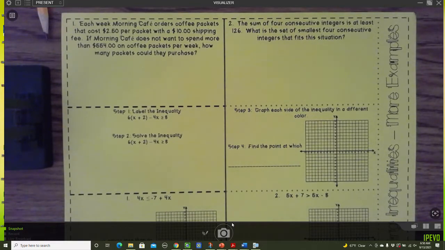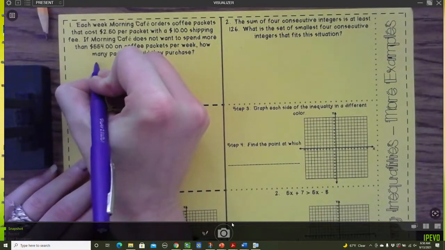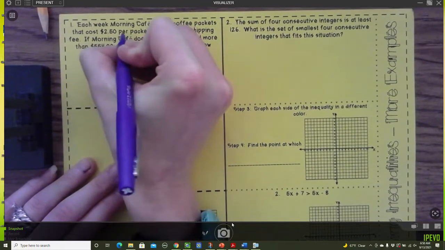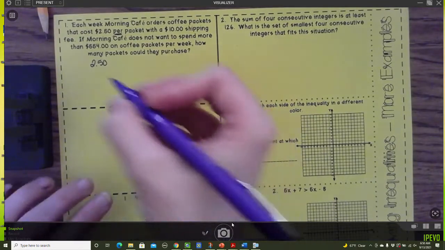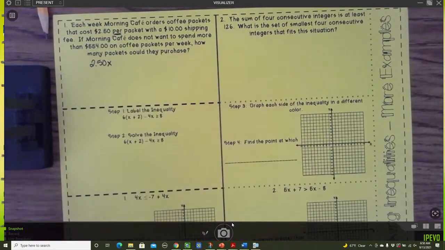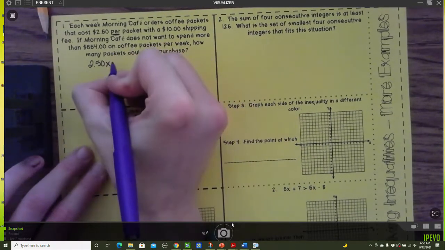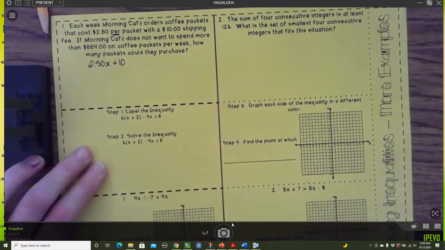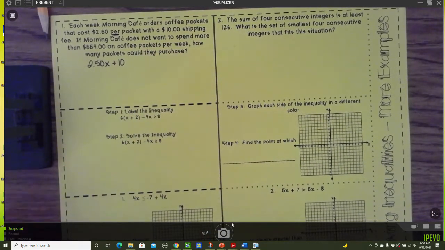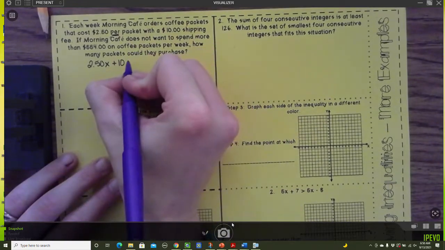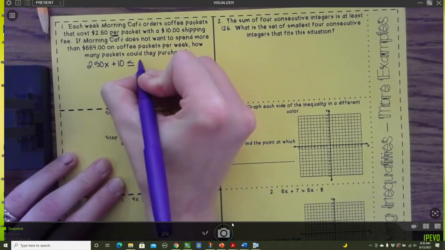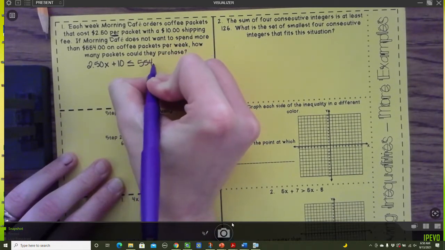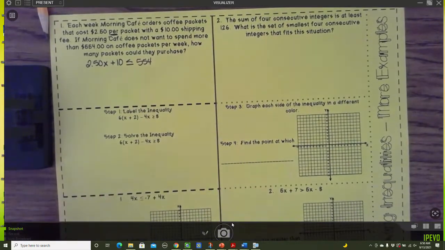So we're going to do the cost on the left-hand side. So they cost me $2.50, and then this word here, per, that's a keyword telling you that that is the slope, or that's the number that's attached to the x. We want to know how many of those we can buy, and x represents that. And then we're going to add that to the $10 shipping fee. Now it says they don't want to spend more than. So what I spend needs to be less than or equal to that $554. And now we have an inequality we can solve.